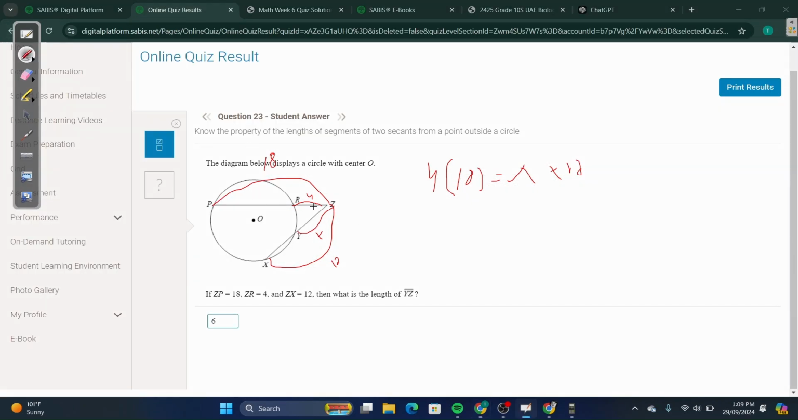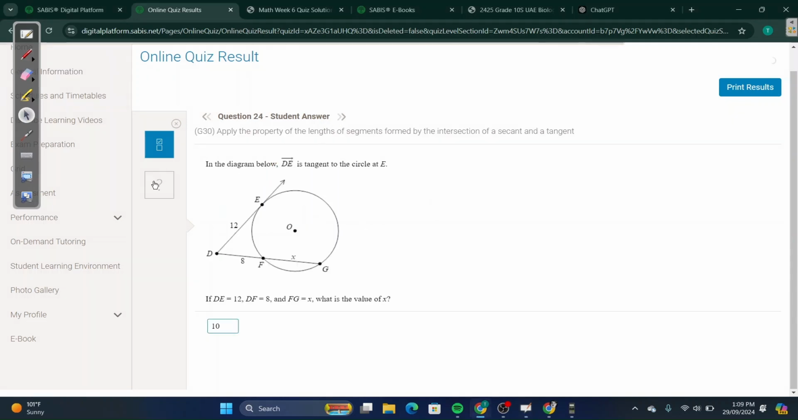Okay. So this multiplied by the total is equal to the other exterior part multiplied by the other total part. So 4 times 18. I'm just gonna do it on a calculator. 72 equals 12x. Divide by 12. X equals 6. Okay, that's question 23. And again, the others are similar properties.